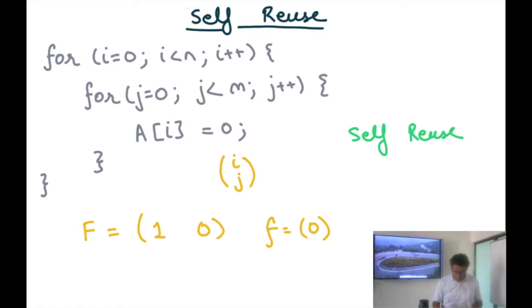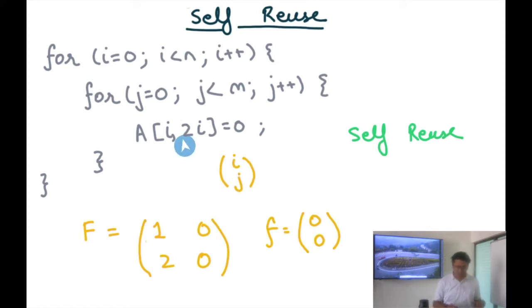In this case, we say that there is self-reuse because across all iterations of j, it's the same location A[i] that's getting accessed. The location doesn't change across iterations of the inner loop. It does change across iterations of the outer loop, but there is significant reuse because the same location is being accessed across multiple points in the iteration space for the same value of i and different values of j.